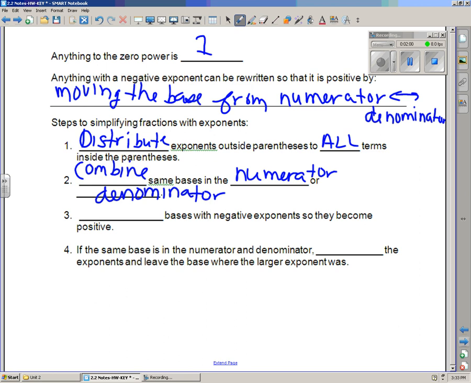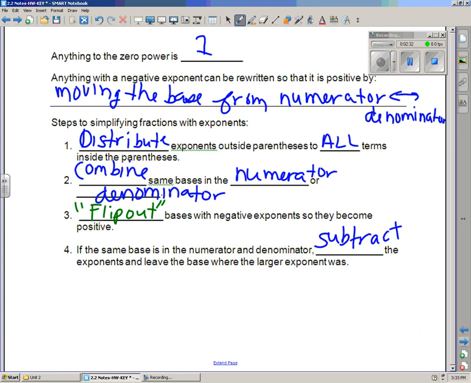And then for the third thing, and I'm going to call this flip out, and I'll explain that more when we actually do problems. You're going to flip out bases with negative exponents so that they become positive. And then if the same base is in the top and the bottom, numerator and denominator, you're basically going to ask the question of where are there more, top or bottom, and how many more. And with that, you're going to be doing some sort of subtraction. And you subtract the exponents and leave the base where the larger exponent is.